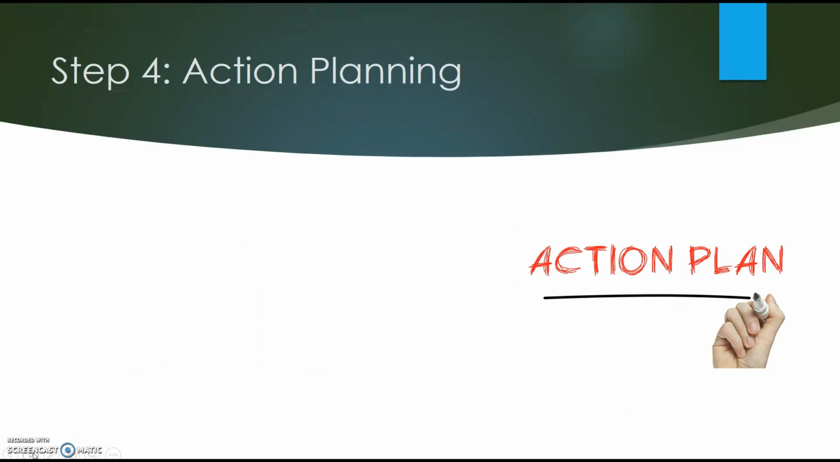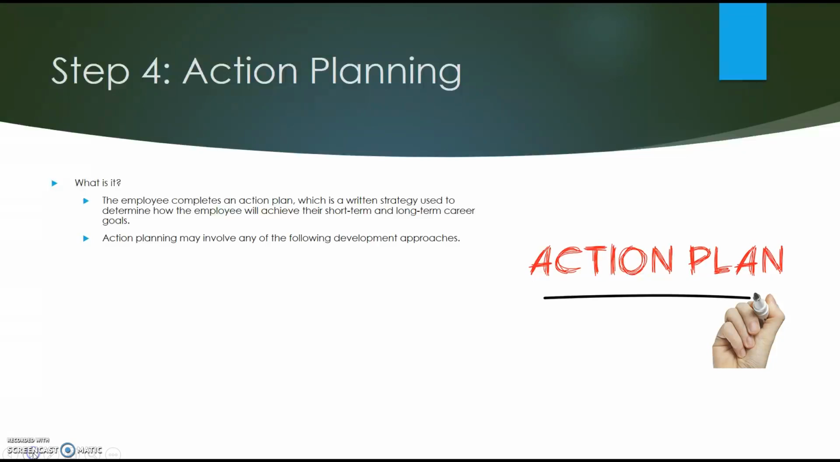The last step in the development planning process is action plan. This is the part where the employee completes an action plan, which is a written strategy that is used to determine how the employee will achieve their short-term and long-term career goals. Action planning may involve any of the following development approaches: attending a seminar, taking an additional skill assessment, new job experiences, and finding a mentor.